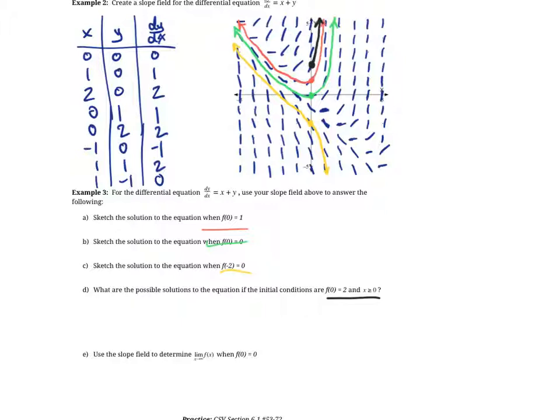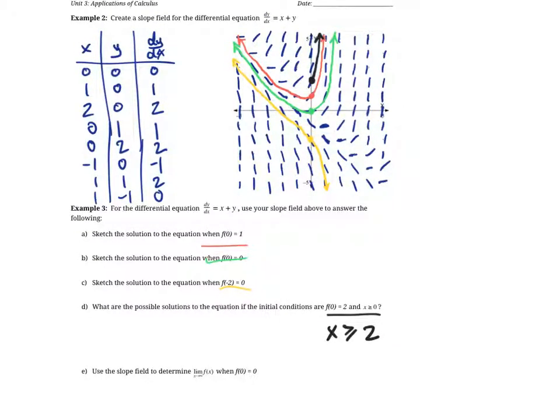So the answer here is that clearly it has to be greater than 2, right? Because it's going upwards. Basically, the answer is that y has to be greater than or equal to 2. Equal to because we know we start at 2. Well, that's all the possible solutions to this equation when we have these initial conditions. If we had the initial condition of -2, for instance, we would say that all the possible solutions are less than -2.